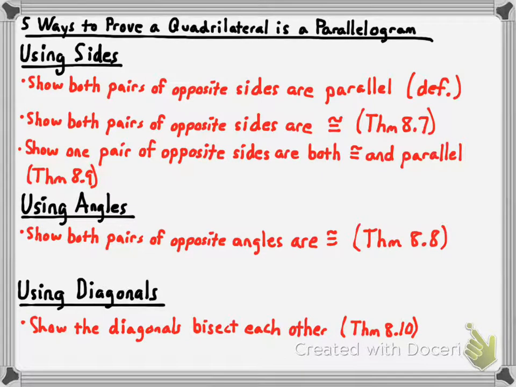And that's based on theorem 8.10 then. Okay, so you've got 5 ways of trying to prove that a quadrilateral is a parallelogram.